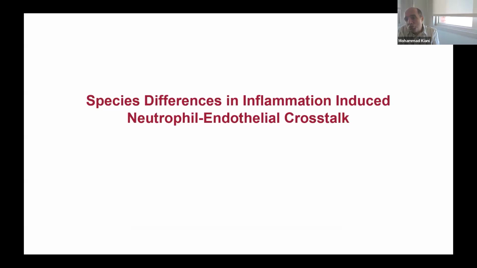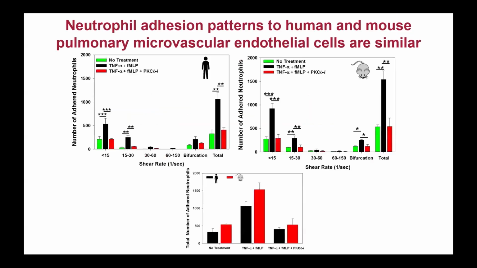So what can this be used for? We have used this for a number of different applications, but just a quick example that might be of interest to this audience is this idea of whether what you see in one species is reproducible in another species. For example, we wanted to see whether neutrophil endothelial crosstalk is comparable between mouse and human cells. In this case, we tested the response of a compound called PKC delta inhibitor. It's a promising compound for treating sepsis. We wanted to see how this compound responds if we put human cells versus mouse cells in our system.